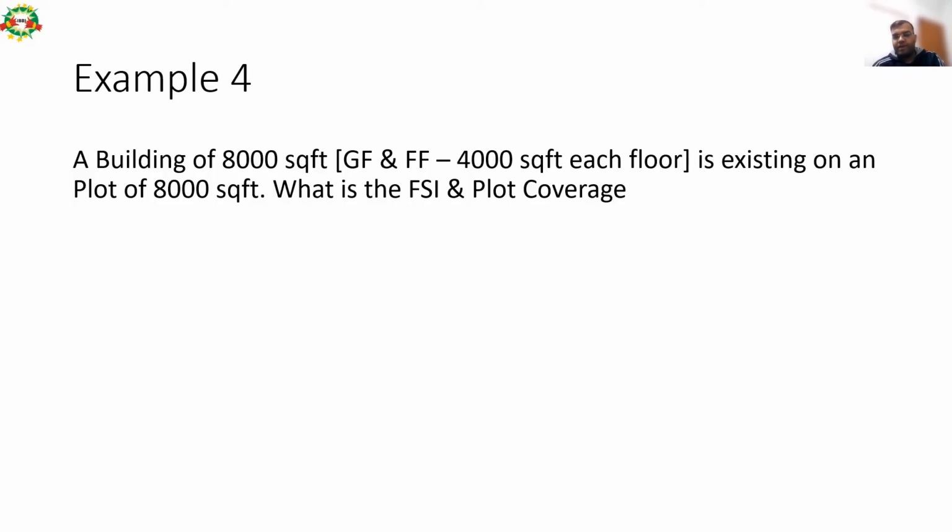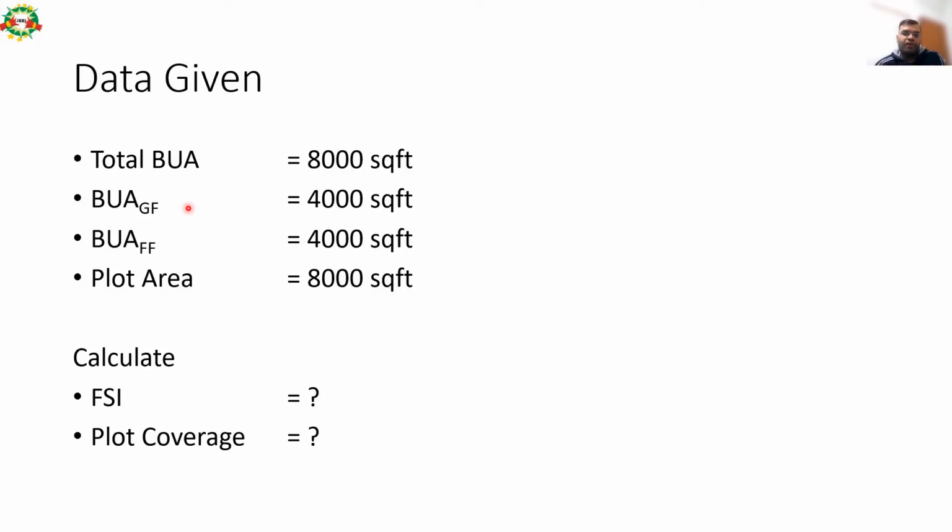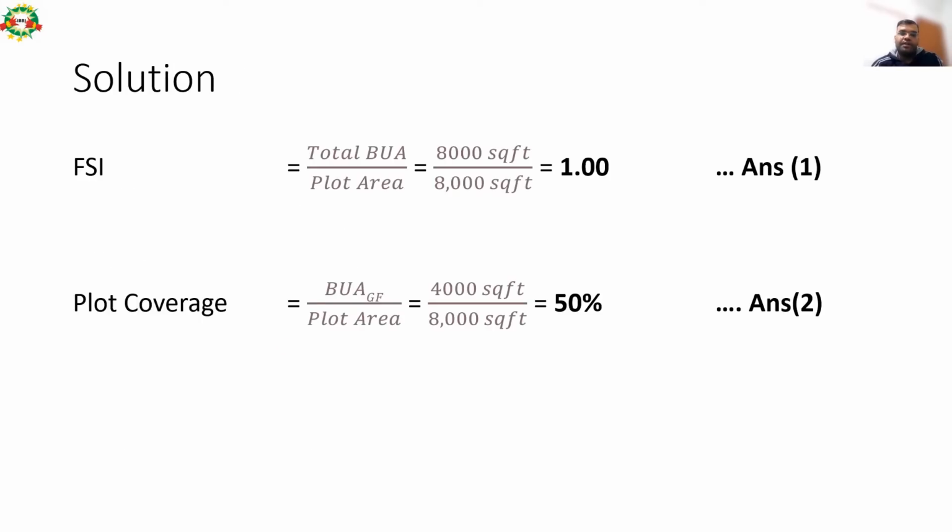Here we have been given two floors, ground floor and first floor. Ground floor built up area is 4,000 square feet. First floor built up area is again 4,000 square feet. Total built up area, ground floor plus first floor, is equal to 8,000 square feet. It's given in the question, and total plot area is also given in the question, equal to 8,000 square feet. So FSI and plot coverage we have to calculate. FSI formula we know: total built up area given is 8,000 and plot area is also 8,000.